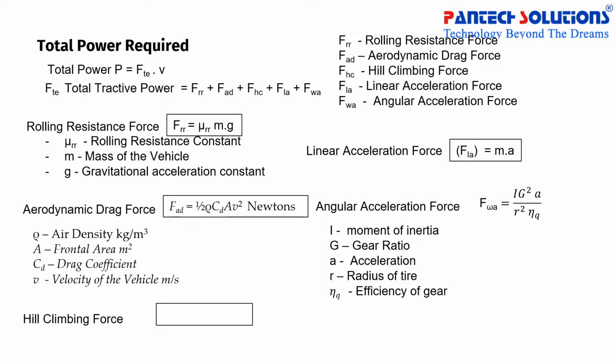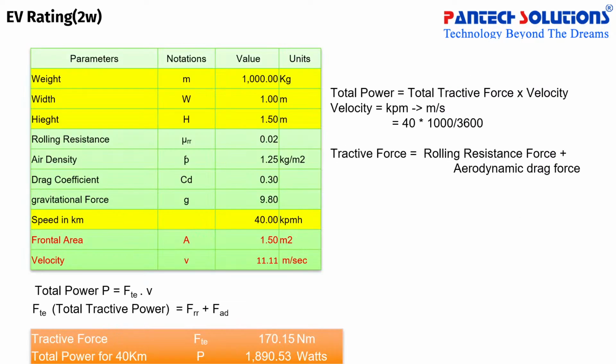So these are the things I need to calculate first. Finally, I need to calculate the total power of the system: how much power I need from this vehicle. At the angle I need to travel, how much power do I need? Based on the forces, we can calculate it. I'm giving some small rating values using an Excel sheet.